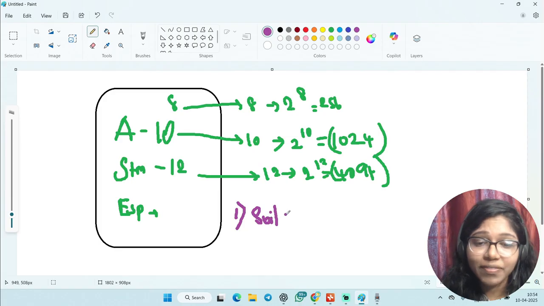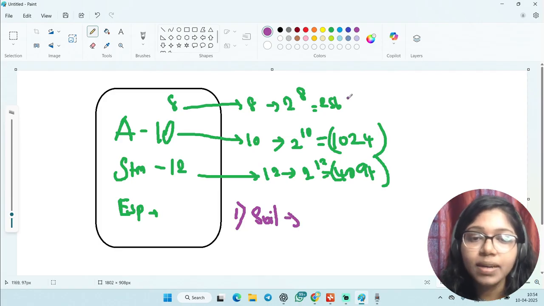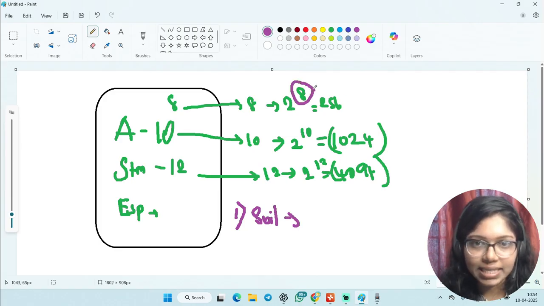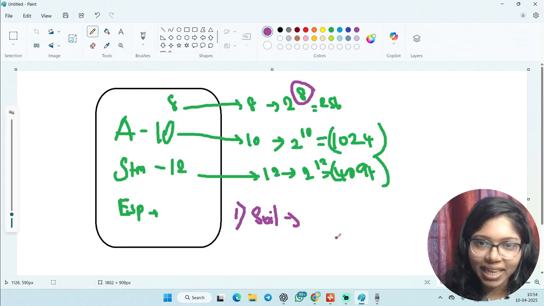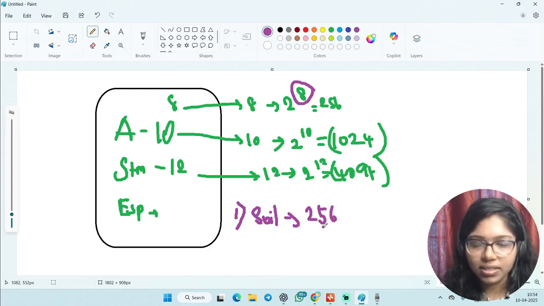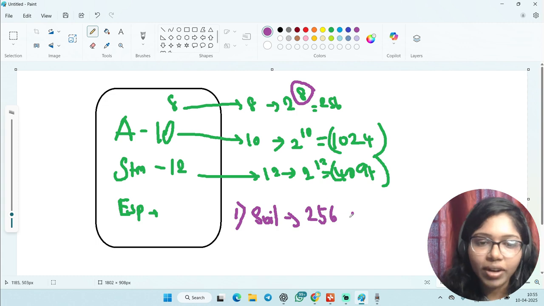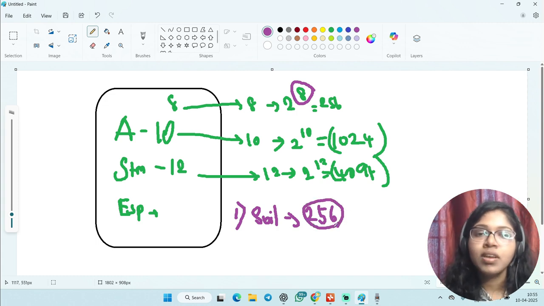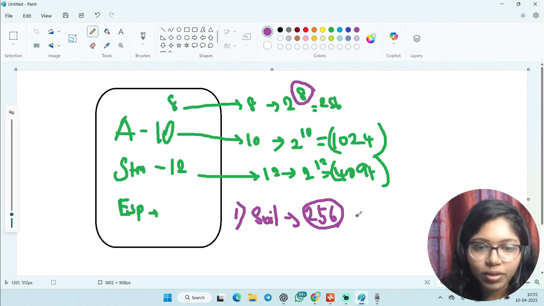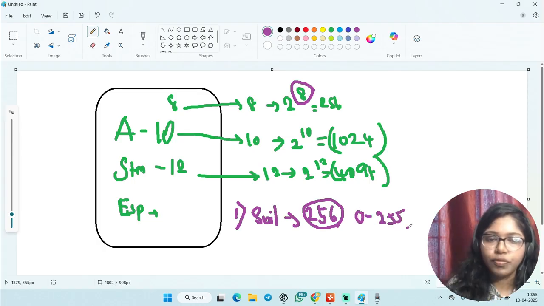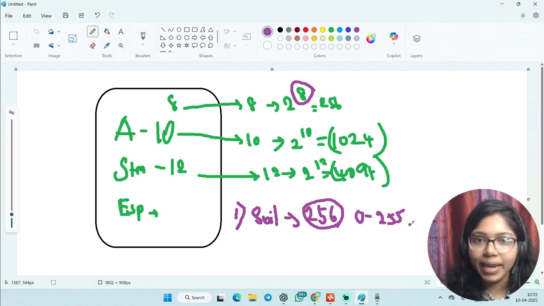I'm having one logic. First of all, I'm taking the 8-bit ADC. So the values you will get are 256. Even though there is a lot of value, we just shrink the values to 0 to 255. So for the data I'm getting, first of all, I'll write the logic.